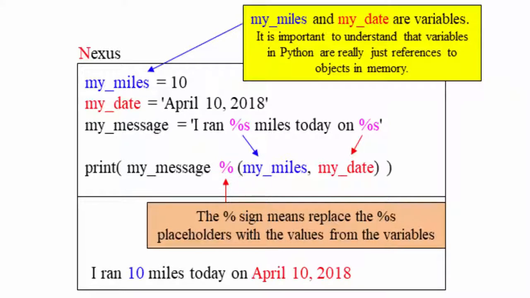Get ready for it. And then it's going to print my message expecting 2 substitutions. And I replace the first %s with my miles. And then I replace the second %s with the value from my date. And that's how you can embed multiple values in a single string.